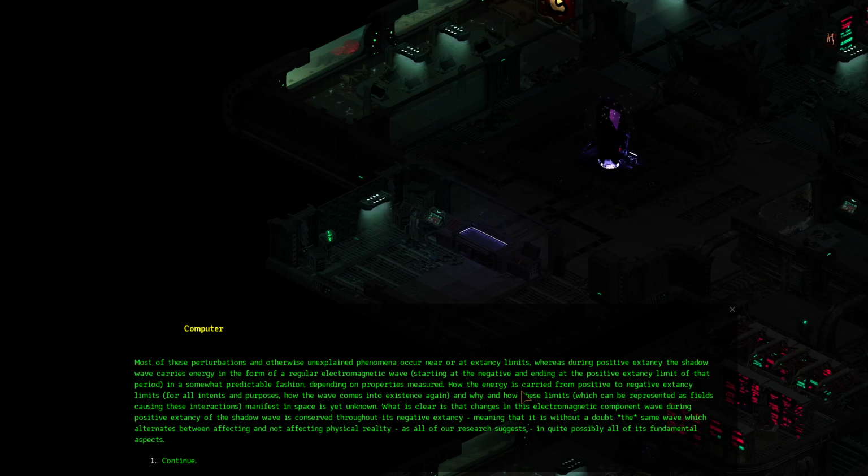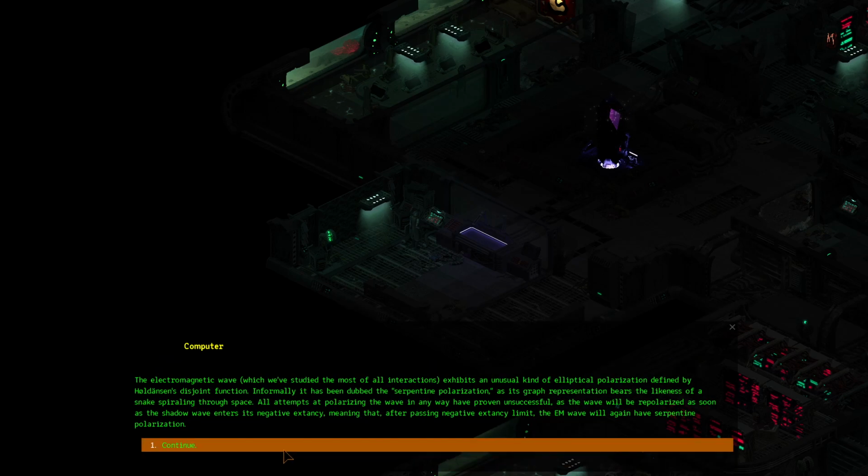How the energy is carried from positive to negative extancy limits, for all intents and purposes, how the wave comes into existence again, and why and how these limits, which can be represented as fields causing these interactions, manifest in space is yet unknown. What is clear is that the changes in this electromagnetic component wave during positive extancy of the shadow wave is conserved throughout its negative extancy, meaning that it is without a doubt the same wave which alternates between affecting and not affecting physical reality, as all of our research suggests, and quite possibly all of its fundamental aspects.